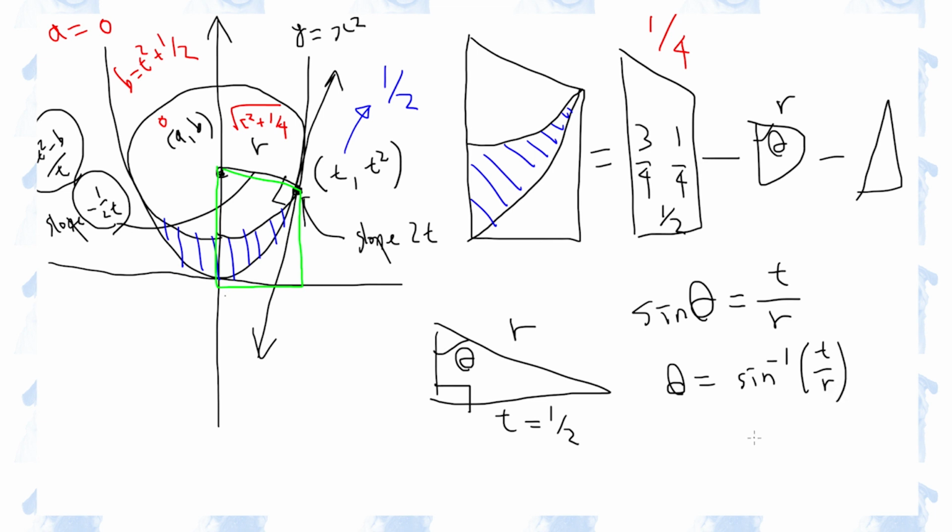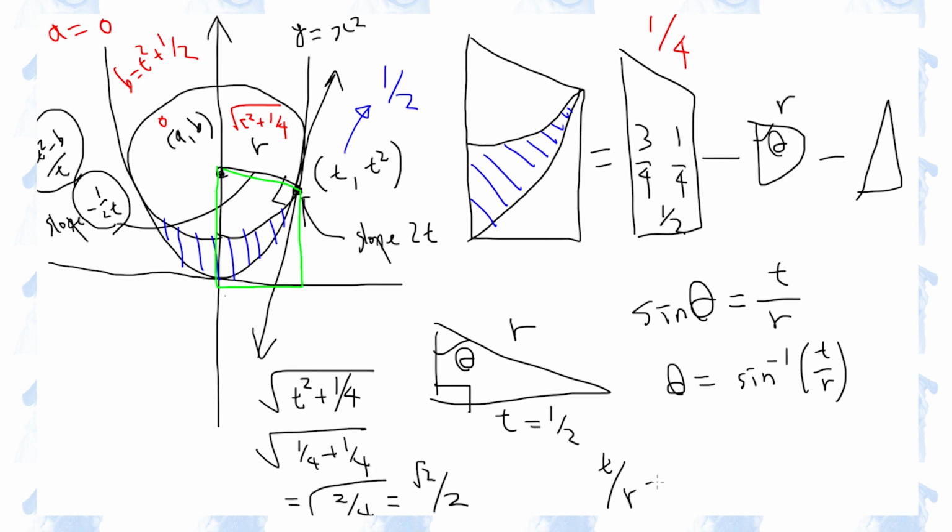So what is t over r? r is the square root of t squared plus 1/4, 1/4 plus 1/4. t over r is 1/2 over root 2 over 2, which is root 2 over 2. So what is inverse sine of root 2 over 2? The angle is 45 degrees, or pi over 4 in radians.